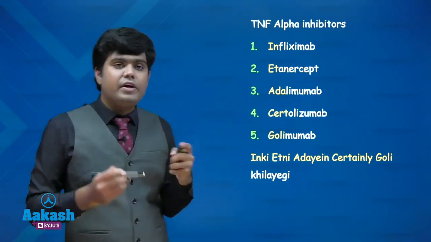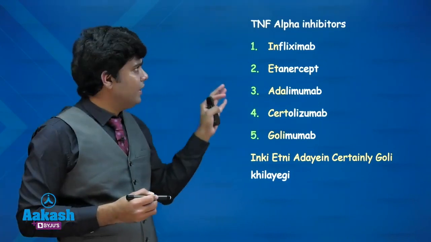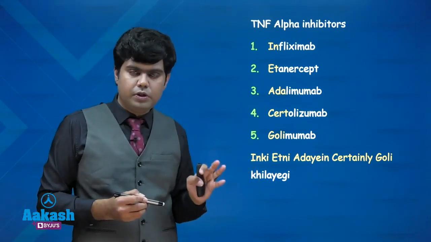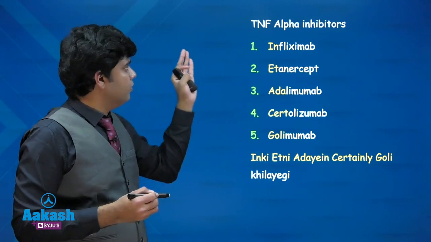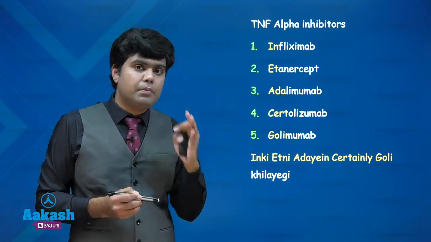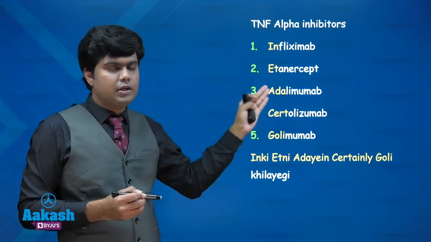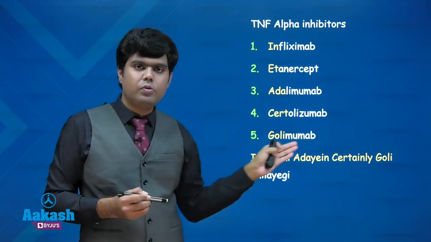So TNF alpha inhibitors, pharmacology. So TNF alpha has various applications, including dermatology, we use it, in psoriasis we use it. So what are the various TNF alpha inhibitors? Examples they ask. So 5 drugs: infliximab, etanercept, adalimumab, certolizumab and golimumab.